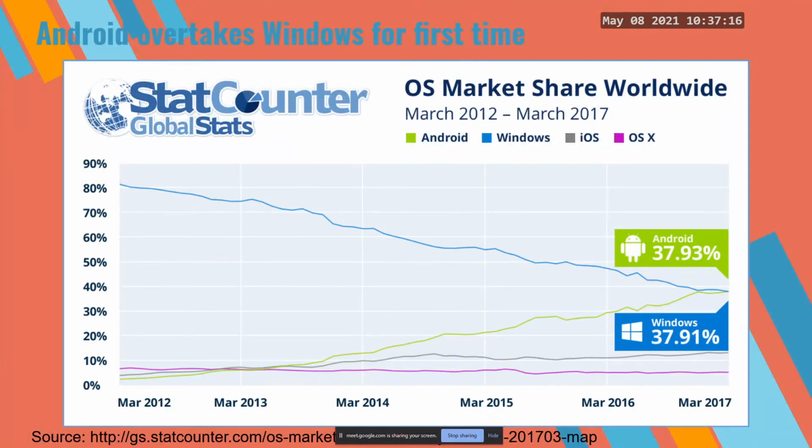The first release of Android was in 2008, and in 2017 Android overtook Windows, as you can see here. StatCounter is a web analytics service. Their tracking code is installed on more than 2.5 million sites globally. So this is their tracking result between 2012 and 2017. They already overtook the market.